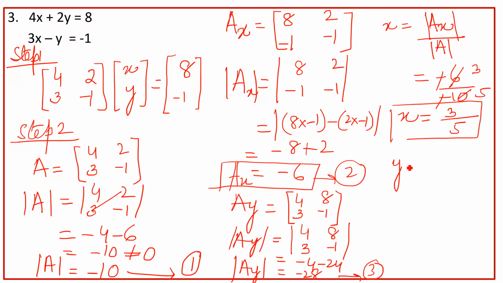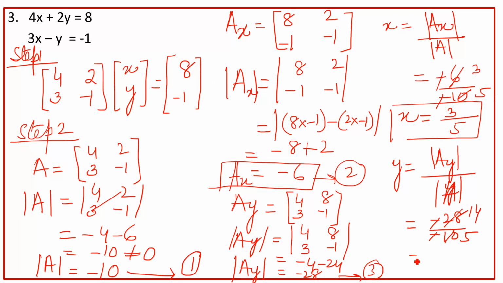Same thing, you should know the formula in order to find the value of y in Cramer's rule. It is Ay divided by the determinant of A. And Ay is -28, the determinant is the same, -10. This minus minus will cancel out, 2 times 14, 2 times 5, which is equal to 14 over 5. This is the value of y, and this was our question, to find the value of x and y. If you put x is equal to this and y is equal to 14 over 5 in either of these two equations.